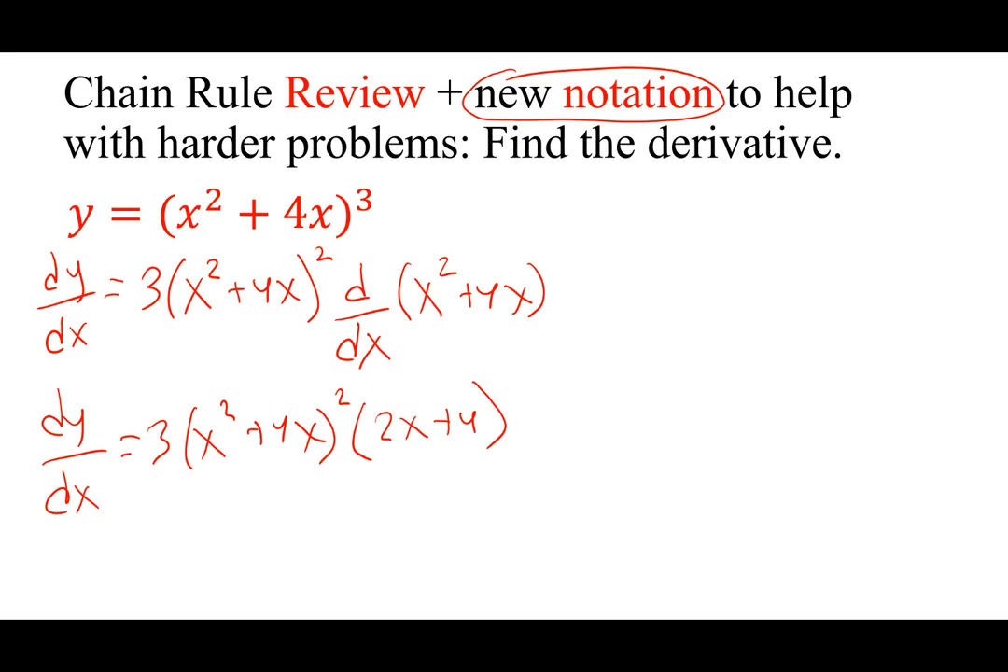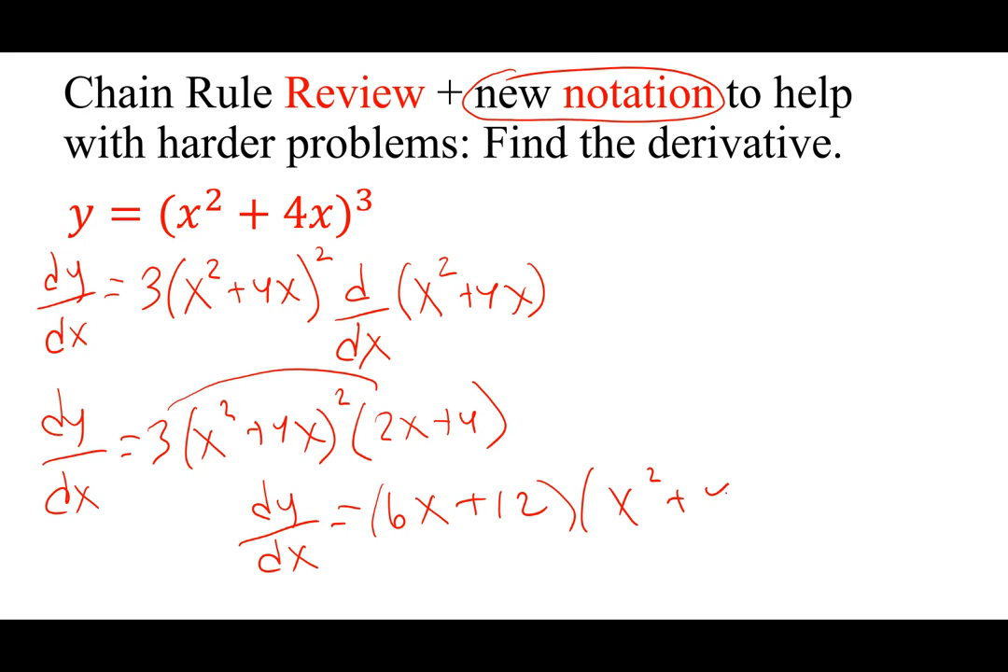Then from here, in terms of anything that you can multiply, you actually could leave that as your final answer. You could also just try to combine a little bit by taking this 3 and multiplying it through to get 6x plus 12 times x squared plus 4x squared.